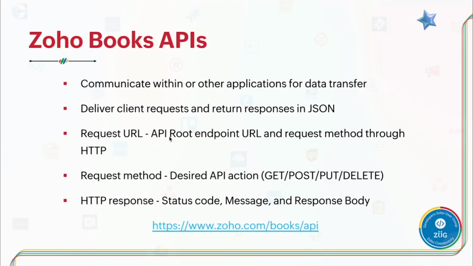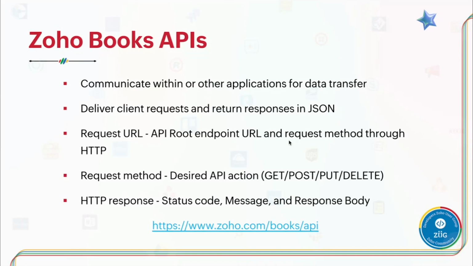All the Zoho Books APIs handle the client requests and responses in JSON format, which is a key and value combination. In Books, every resource is available as a URL, and a resource can be obtained by accessing the API root endpoint URL along with the request method. So the request URL of every Zoho Books API will contain a base URL as the API root endpoint along with the request method for that particular API.